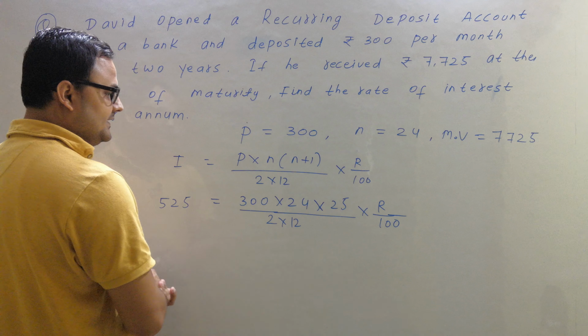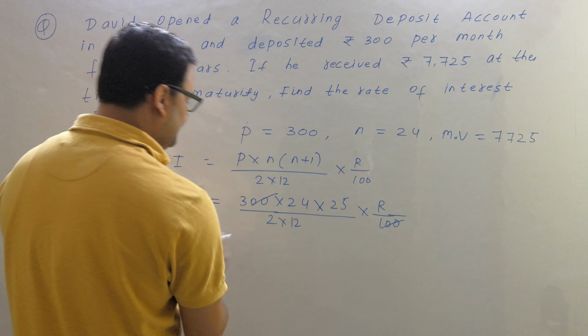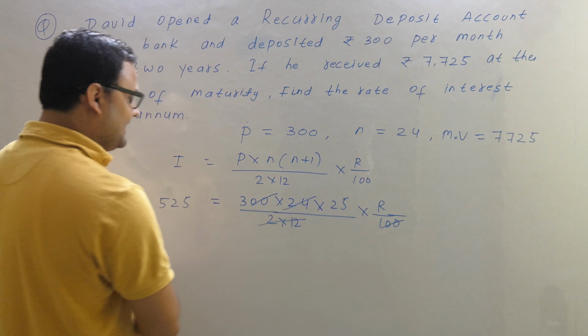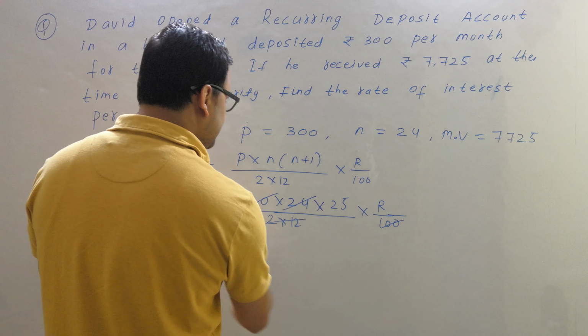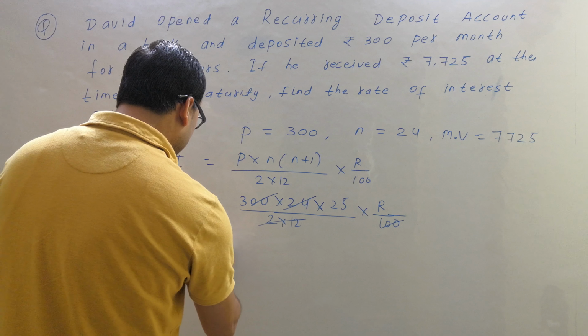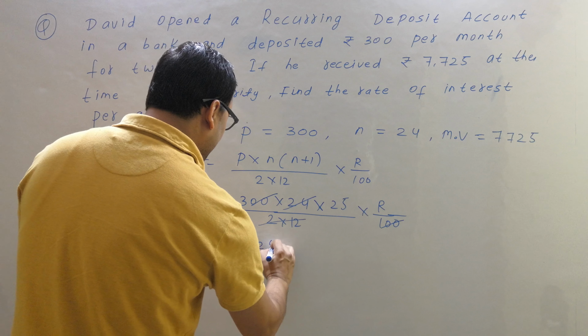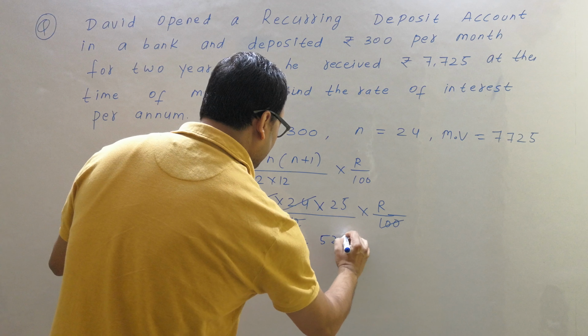Now I will do cancellation. This 300 gets cancelled. 2 into 12 is 24, 24 gets cancelled. I get 25 into rate. If I do it all at once, it will be so messy, so I can do one more step: rate into 3 into 25 equals 525.